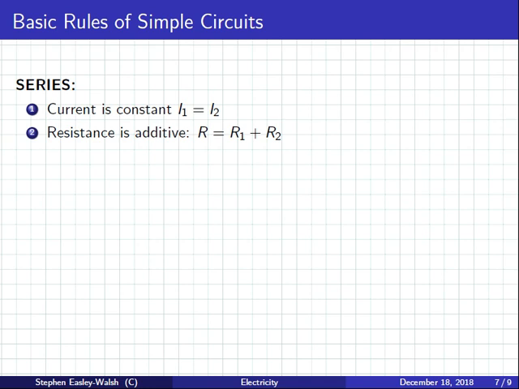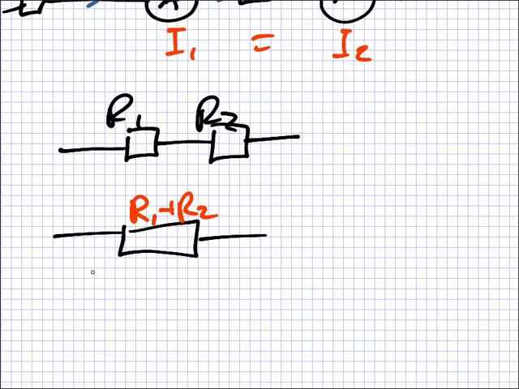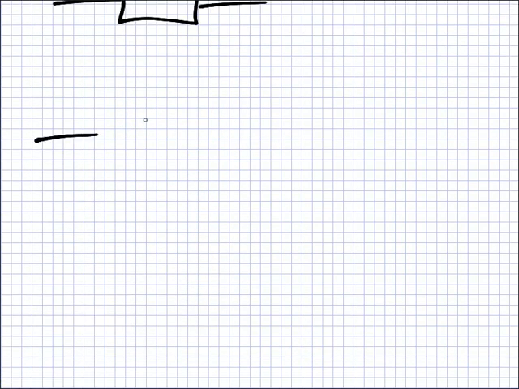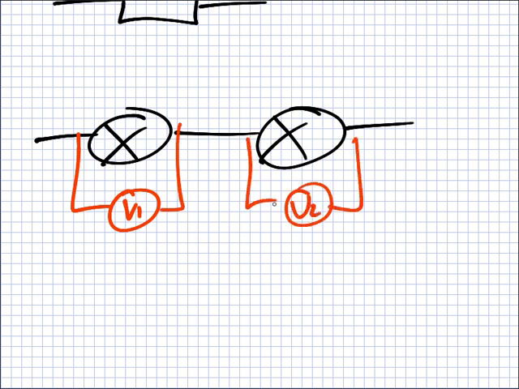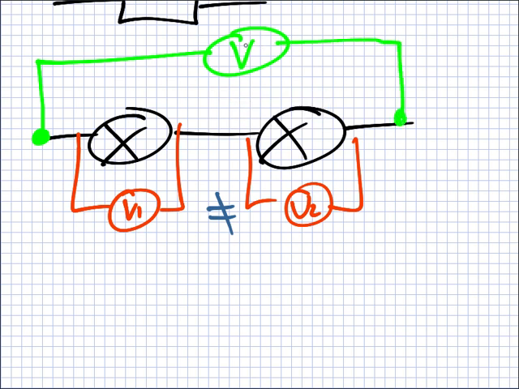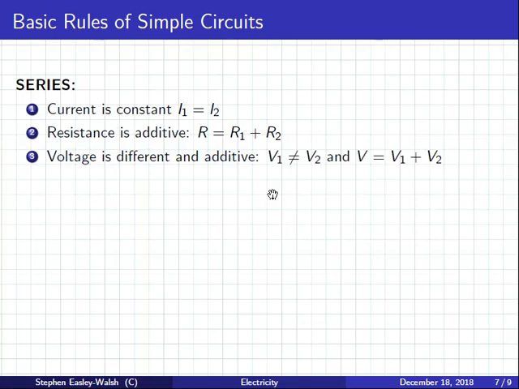Okay? Next rule. Voltage is different and additive. So, for example, I have maybe a light here, I have another light here. I measure this voltage, V1. I measure this voltage, V2. They're different. And also, if I put one big voltmeter over both, the answer here will equal this plus this. You add them. So the voltage adds.